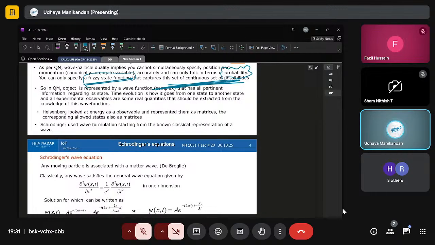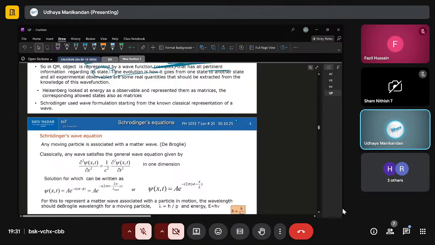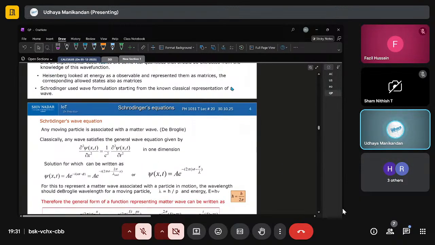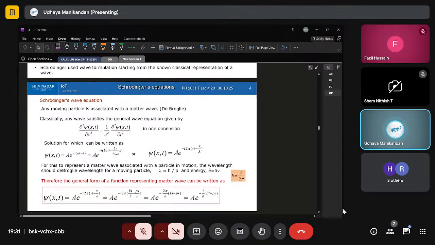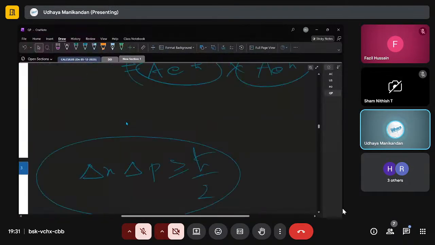So you only talk about probabilities and possibilities, right? So a wave function has all the pertinent information regarding the state of it. Time evolution is how one thing changes temporally with respect to time, right? Heisenberg looked at energy as an observable and representative matrices, starting the formulation from the classical representation. Anyways, so we will do the whole derivation now.